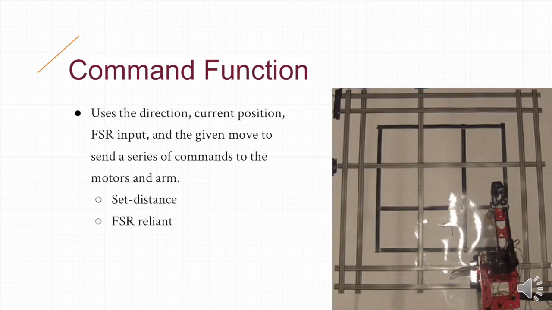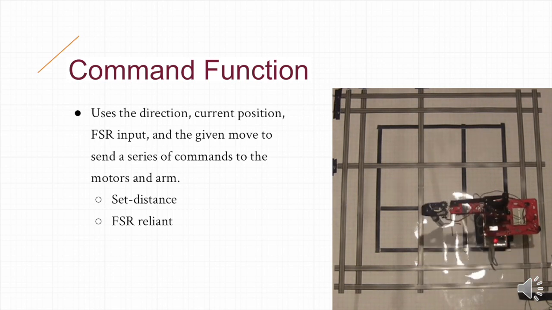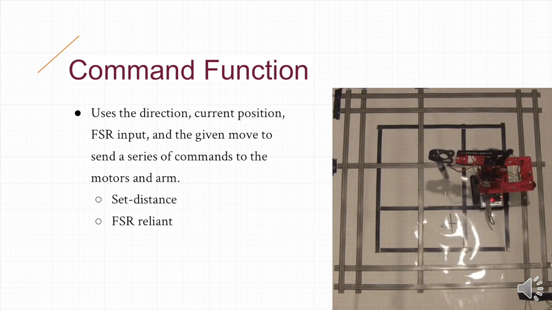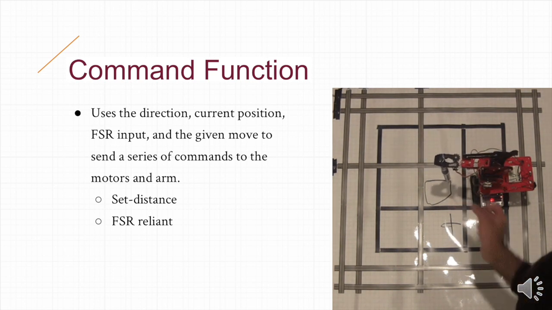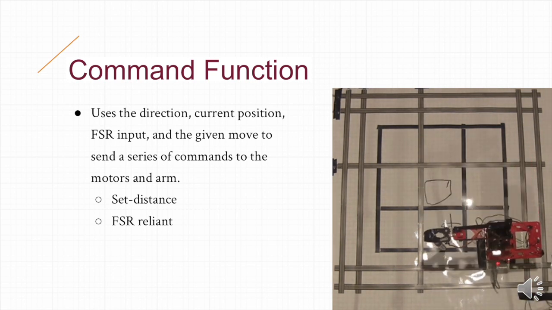The command function is the last of the navigation algorithm's fundamental parts. Using the output of the direction state machine position function and the input from the server, this function sends the proper series of commands to the motors and arm. The vast majority of commands were sent to the motor. The commands sent to the motors were determined in one of two ways.